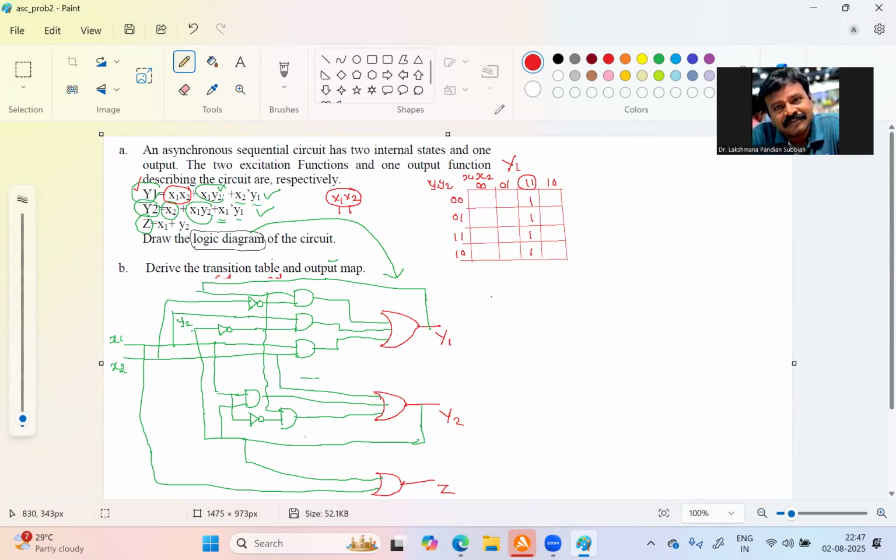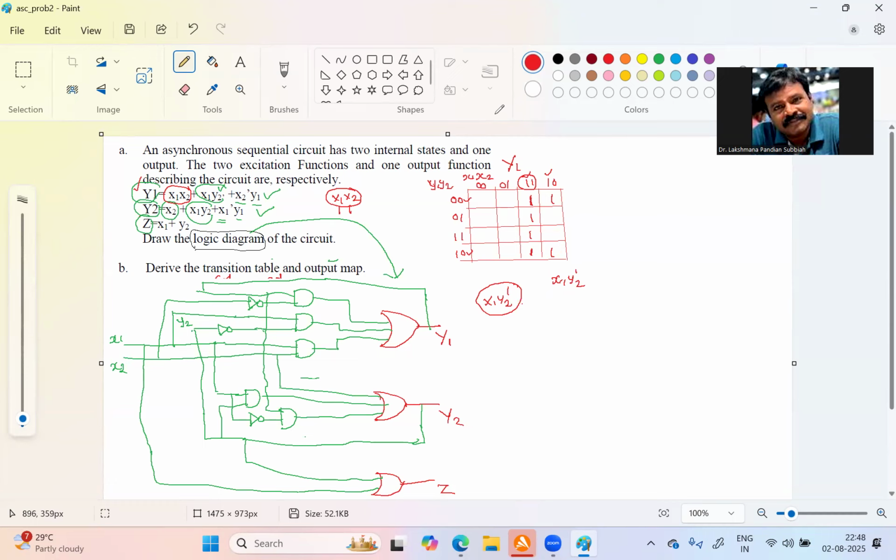Next x1 y2 dash, x1 y2 dash, x1 is 1 here, this is 1, this is 1, right? Then y2 dash is this one and this one, x1 y2, right? So here what you have to do is these two and these two you have to write. So already we are having one, so these two and these two you have to put one. So four entries should be there for this one, right? So that is what we are having now, x1 y2 dash.